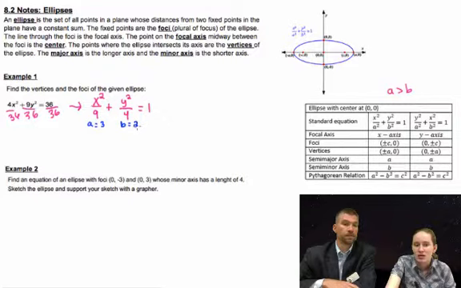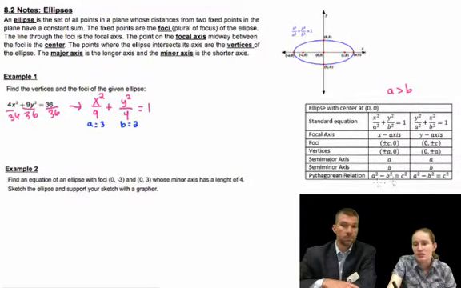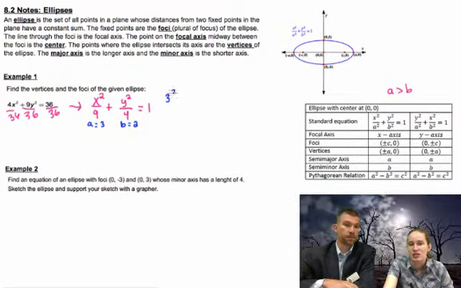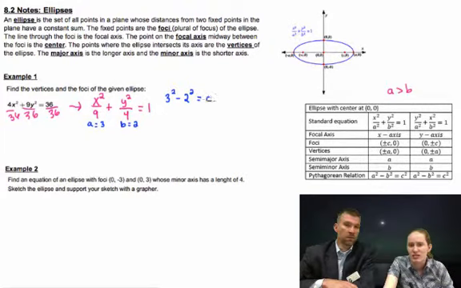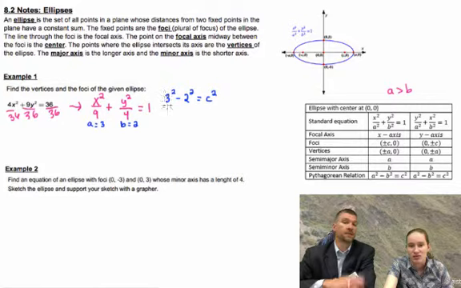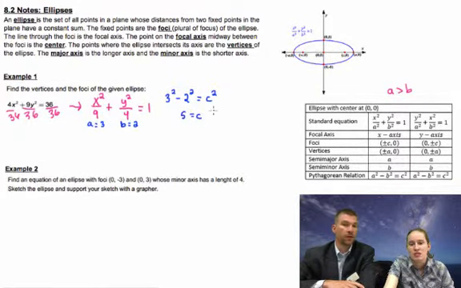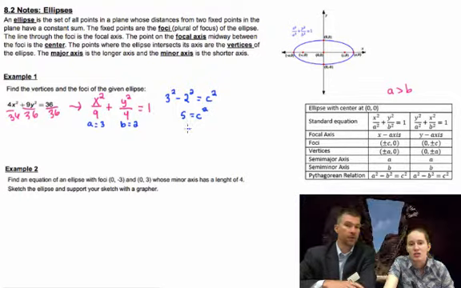What's important here is a Pythagorean relation. We all know the Pythagorean theorem, but for ellipses, instead of adding a squared plus b squared, we subtract: a squared minus b squared gives us c squared. And c is a special helpful number for the foci. It tells you how far from the center of your ellipse the focal points are located.